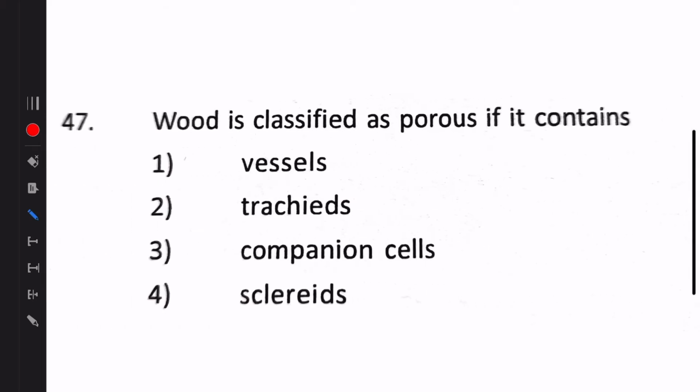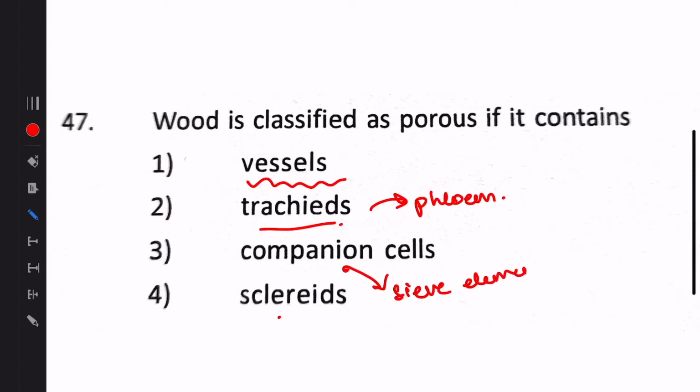Wood is classified as porous if it contains what? 1. Vessels, 2. Tracheids, 3. Companion cells, and 4. Sclereids. Well, what are vessels? Vessels are found in the secondary xylem, and tracheids are actually found in phloem, and companion cells are also found with the phloem in sieve elements, and sclereids are actually found everywhere. They are the reduced sclerenchyma.